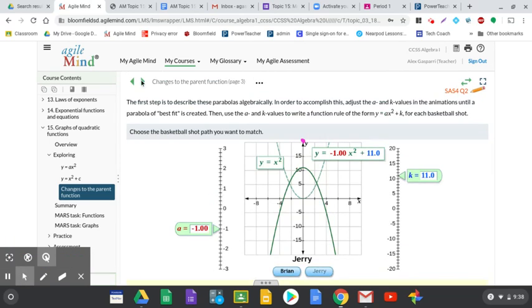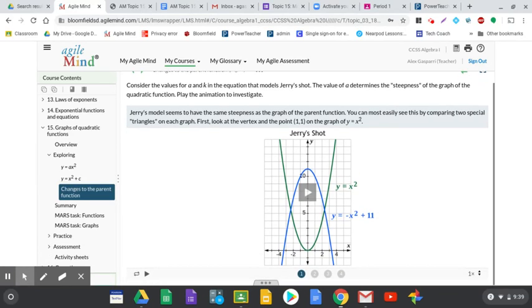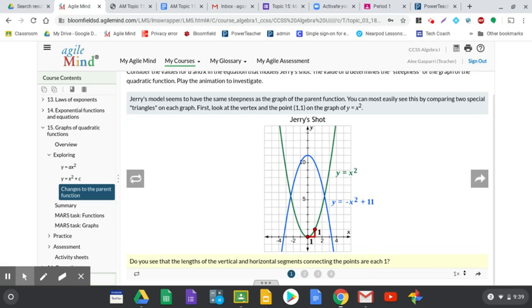If we go to the next slide and read through this animation, it talks about the idea of stretching and compressing. If you click play, what they're trying to show you here is that from our normal parent function, y equals x squared, from the vertex to the next point, which is 1 over on the x-axis, the horizontal length is 1 and the vertical length is 1.